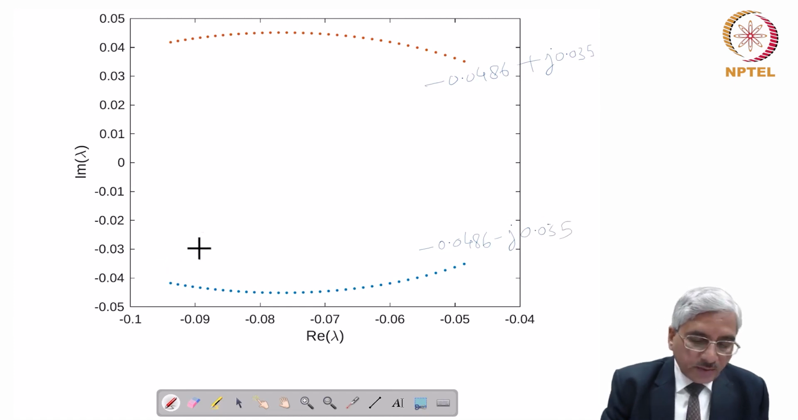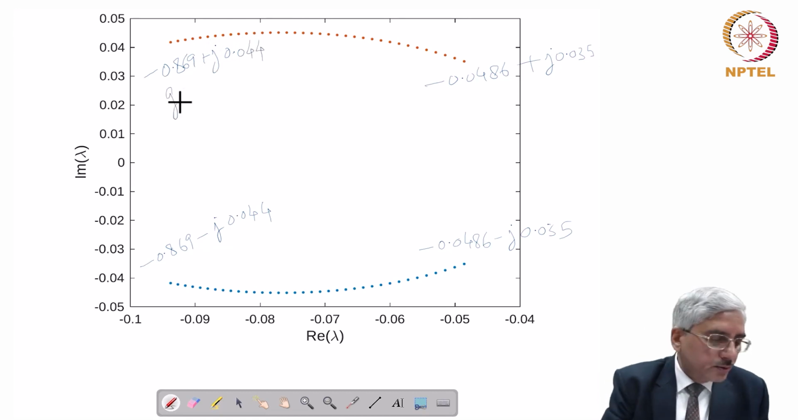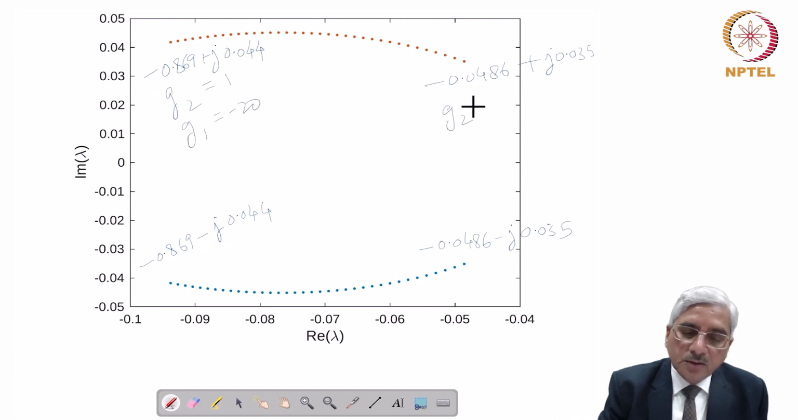For G1 equal to minus 20, it is minus 0.869 minus j0.044, and this one is minus 0.869 plus j0.044. This is for G2 equal to 1 and G1 equal to minus 20, and the earlier one is for G2 equal to 1 and G1 equal to minus 7.5.